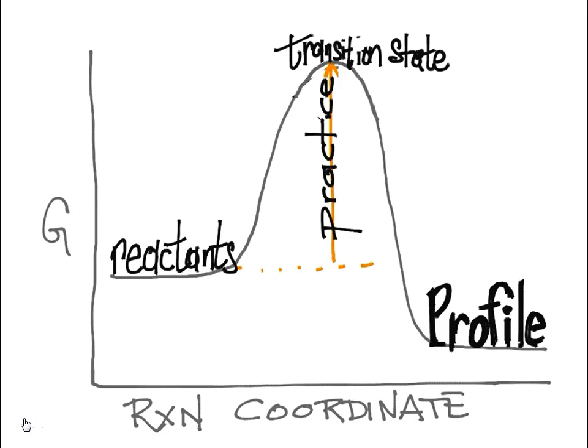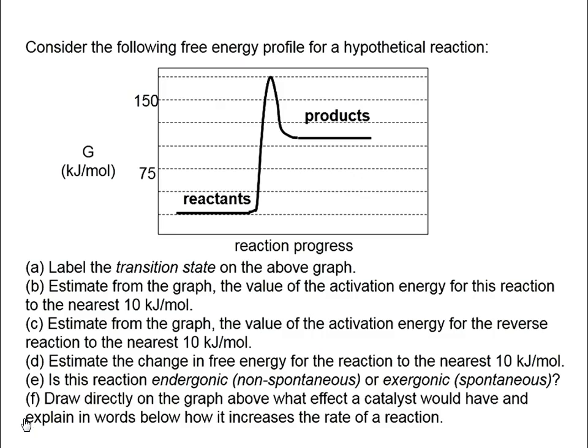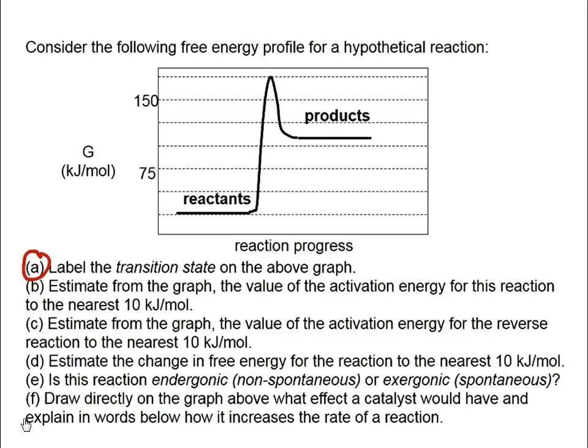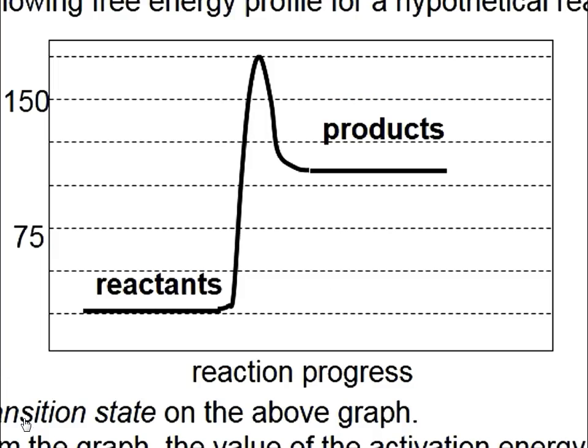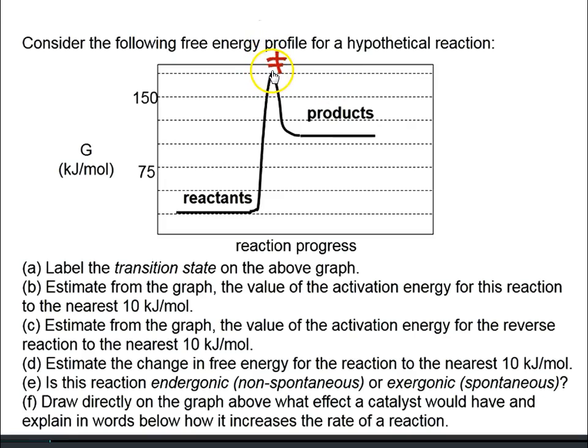Here we're going to do some free energy profile practice. Consider the following free energy profile for a hypothetical reaction. Label the transition state on the above graph. So I zoomed in here. I don't really know if that was necessary, but the transition state is the highest energy state, so it's at the top of the hill. So that's here. The double dagger symbol is the abbreviation for transition state. So the state right here at the very top is the transition state.